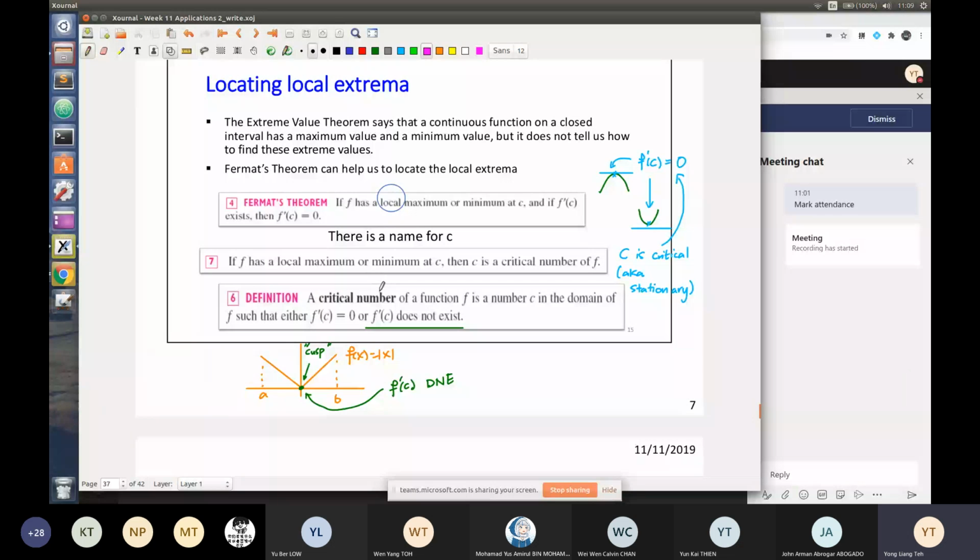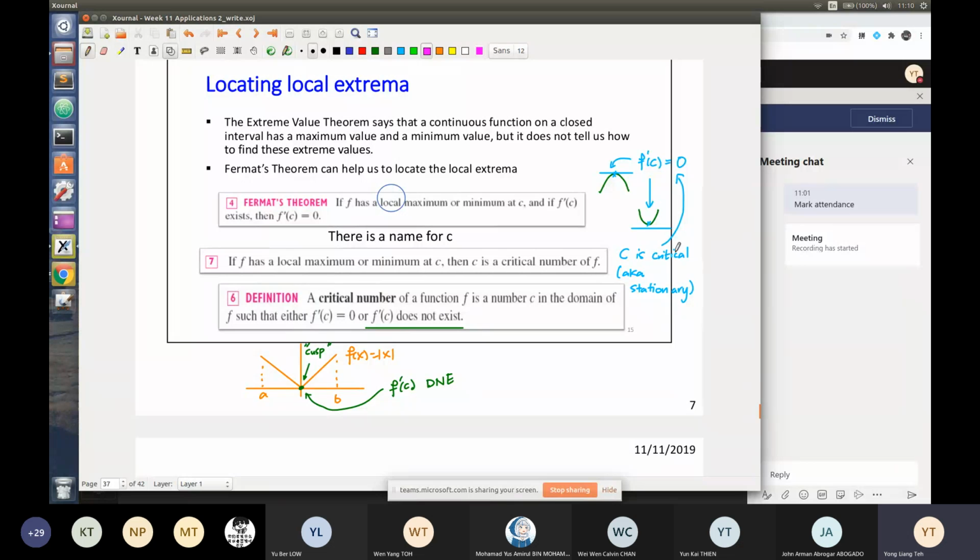So this critical number is just the value of x, or the value of your independent variable, for which your function achieves a critical value. As I have mentioned, critical value is just a fancy way of saying maximum or minimum, local max or local min. Therefore, this critical point comprises two types. One is a stationary point, the other is not a stationary point but can still be an extremum. So critical in this case is more general.